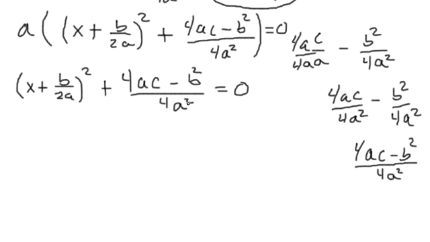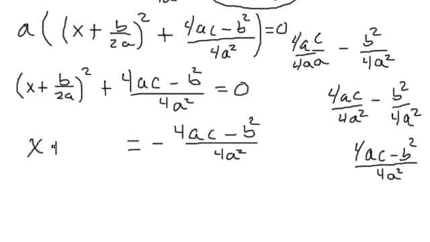So now I'm going to take this piece over to the other side of the equal sign. So this becomes negative 4ac minus b squared over 4a squared, and we have x plus b over 2a, and that is squared.